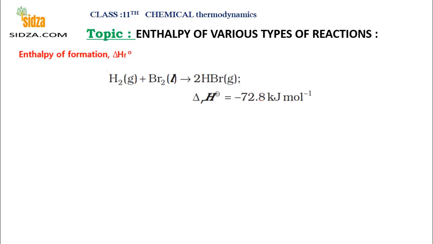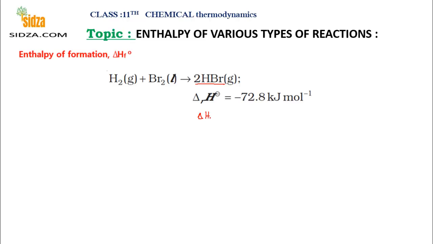But what will be the enthalpy of formation of HBr? As per the definition, enthalpy of formation means the energy change which occurs when 1 mole of hydrogen bromide is formed. Correct? So here this is the energy change for 2 moles. When 2 moles of HBr are formed from hydrogen and bromine, the energy change is 72.8 kilojoules. And then what will be the enthalpy of formation?